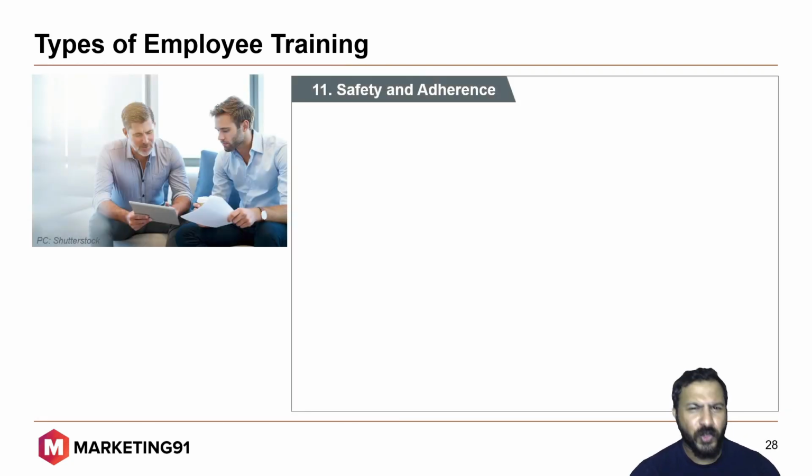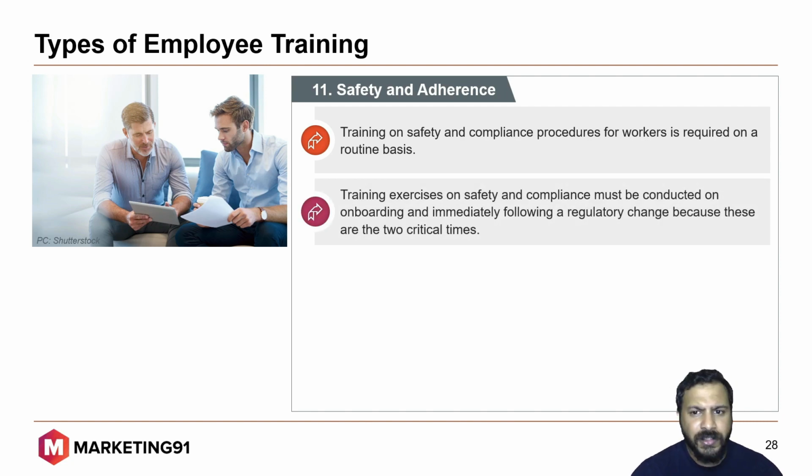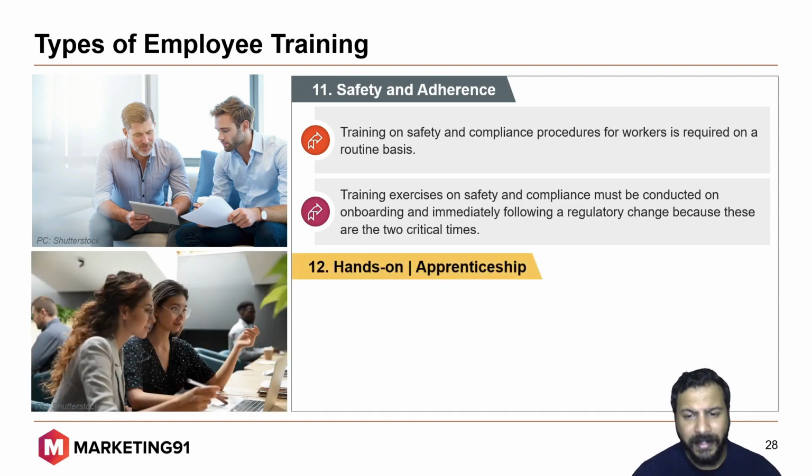At number 11, training on safety and adherence. Training on safety and compliance procedure for workers, typically in factories, is required on a routine basis. Training exercises on safety and compliance must be conducted on onboarding and immediately following a regulatory change, because these are the two critical items. At number 12 is hands-on training, also known as apprenticeship.